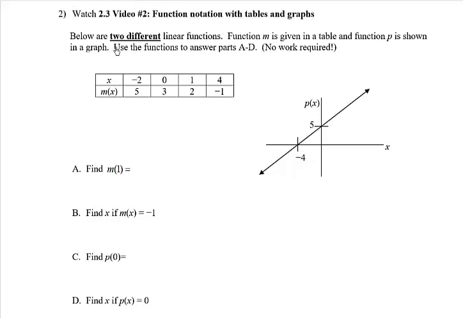It says I've given you here two different linear functions. One of them is called function m, and the other one is called function p. Function m is the one given in a table. It's a sideways table. The top row are the x's, or the inputs. The bottom row are the y's, or the outputs. Notice that in place of y, I've used our new function notation, m of x.